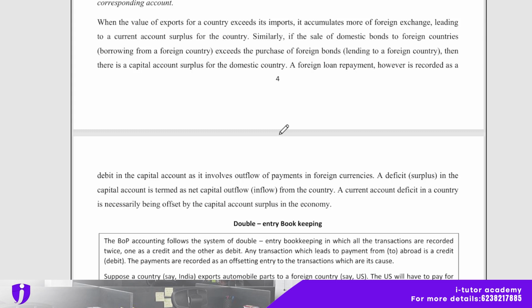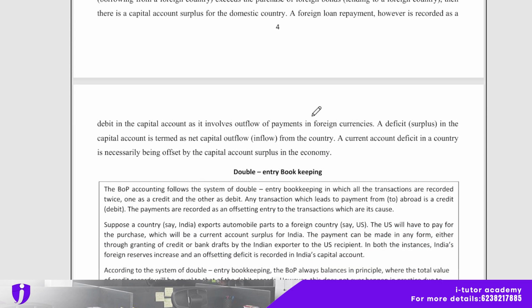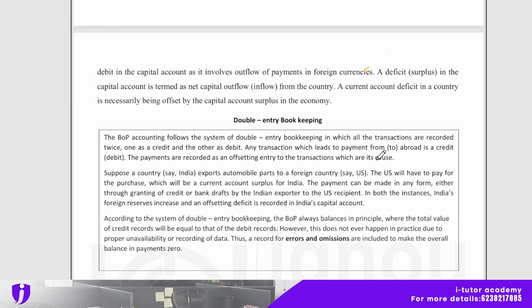of foreign bonds, that is lending to a foreign country, then there is a capital account surplus for the domestic country. A foreign loan repayment, however, is recorded as a debit in the capital account as it involves outflow of payment in foreign currencies. A deficit, that is a surplus in the capital account, is termed as net capital outflow, that is inflow from the country. A current account deficit in a country is necessarily offset by the capital account surplus in the economy.